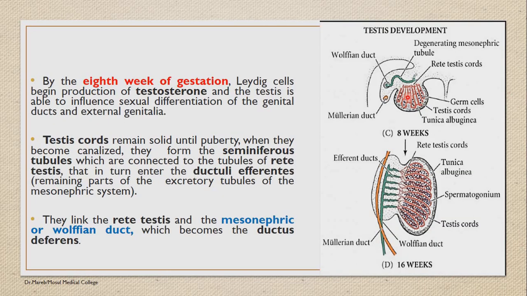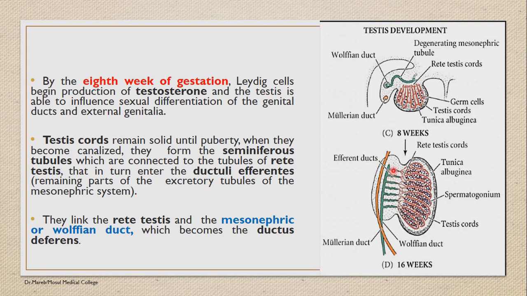Now, the interstitial cells of Leydig, which are formed from the mesenchyme, start to secrete testosterone and produce it by the 8th week of gestation, and so the testis becomes able to influence the sexual differentiation of the genital duct and external genitalia. Now, the testis cord will remain solid up to puberty, and then it becomes canalized, and they form the seminiferous tubules. Now, these seminiferous tubules are connected to the tubules of the rete testis, and these tubules of the rete testis will enter the ductuli efferentes.